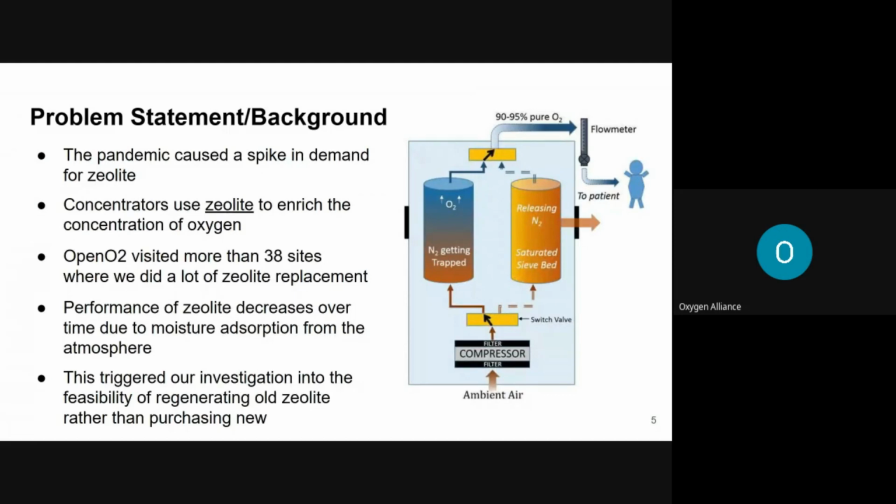With the Open-O2 initiative, we visited a lot of health facilities where we did a lot of zeolite refilling, which left us with a lot of contaminated or used up zeolite. We couldn't just throw this zeolite away because to purchase new zeolite, it costs a lot of money.